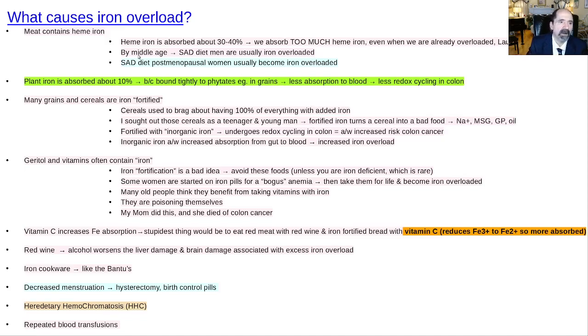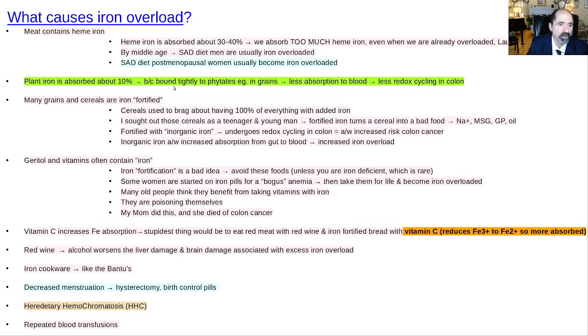All right, what causes iron overload? We talked about meat having heme iron and how that's absorbed about 30 to 40%. So we end up absorbing large amounts of iron if we're eating meat, especially red meat. By middle age, most men eating a SAD diet or anything similar to it are very iron overloaded. Women start becoming iron overloaded postmenopausal, sooner if they did the things we just talked about: birth control pills, hysterectomy, and all that.